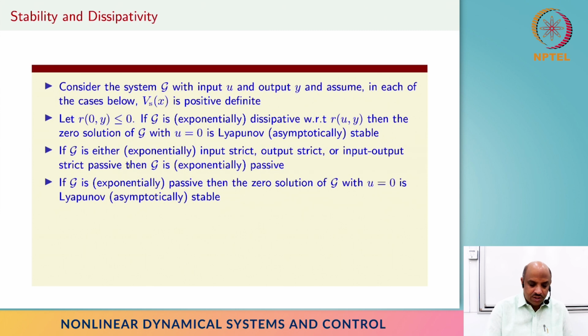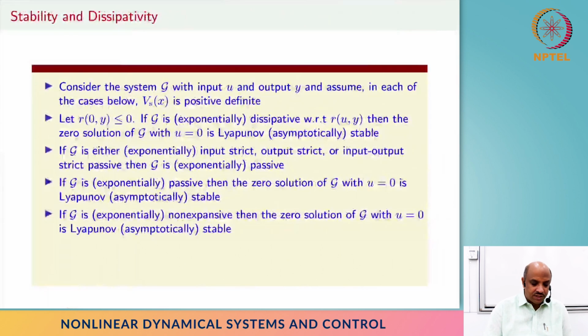But one of the first remarks that we have to understand is, if a system is input strict passive or output strict passive or input output strict passive, they're all passive, meaning they're more than passivity. So that's a trivial observation, but it's an important observation. And if something is passive, then the zero solution is Lyapunov stable, right? Like I said, in some cases, we can actually show asymptotic stability.